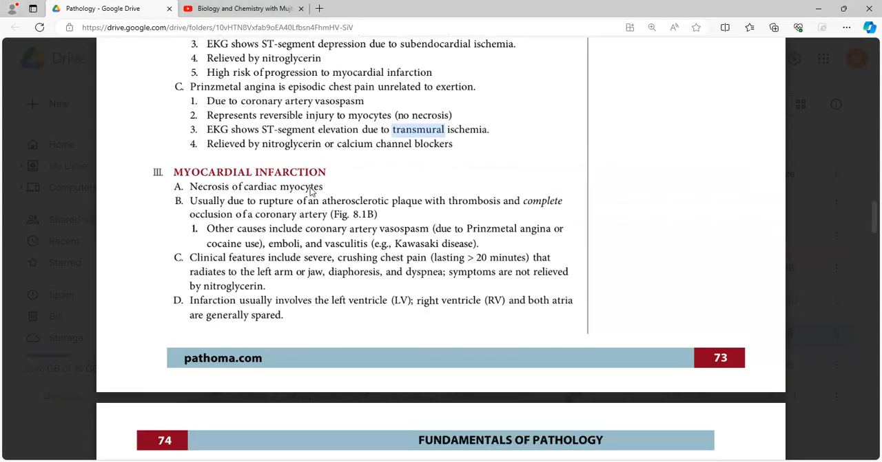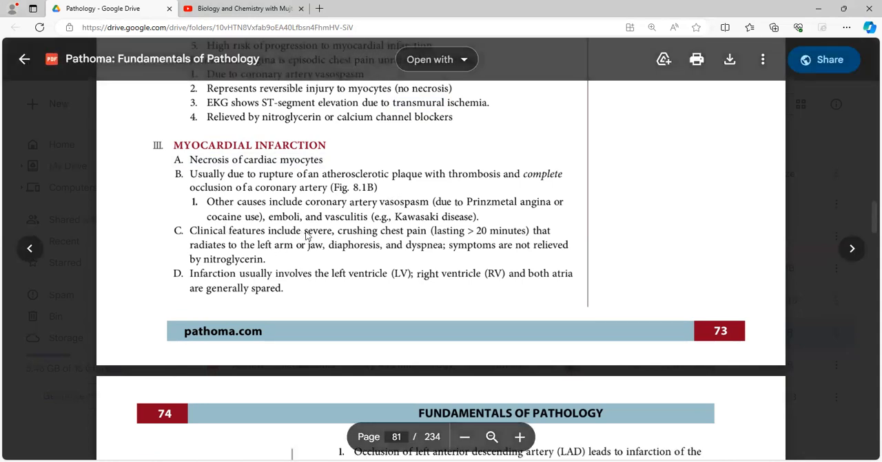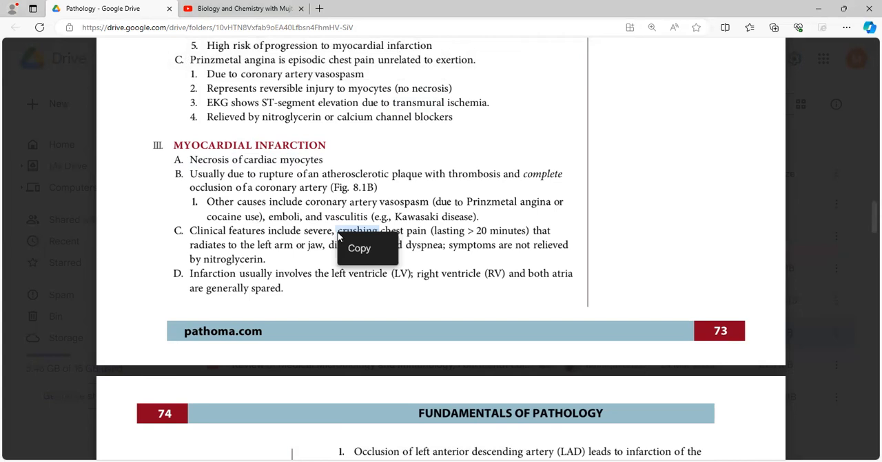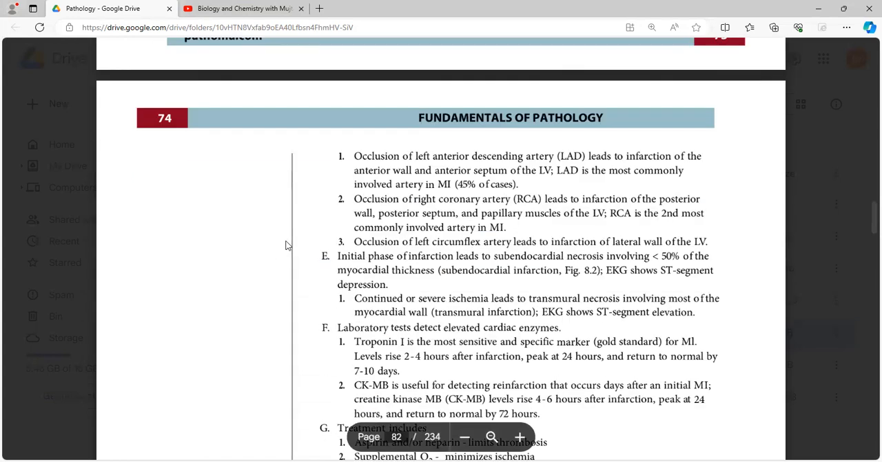Now, if we come to myocardial infarction, MI refers to necrosis. Necrosis is irreversible loss of the architecture of the myocyte. It is due to the rupture of a plaque, which leads to thrombosis and can eventually embolize as well. The clinical features are severe crushing chest pain, which often radiates to the arm as well as to the jaw. Now, you need to know that the infarction mostly involves the left and right ventricles, whereas the atria are spared.